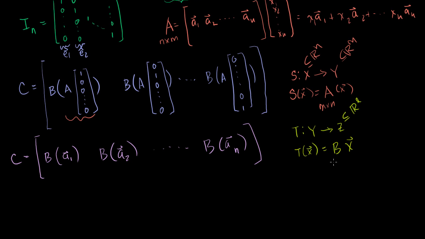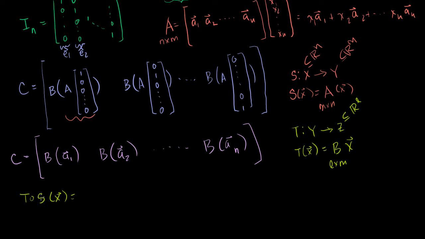I shouldn't have drawn parentheses there, but you get the idea. And this, since it's a mapping from a subset of Rm to RL, will be an L by M matrix. And then we said, look, if we just take the definition of the composition of T with S of some vector x, this reduces to B.